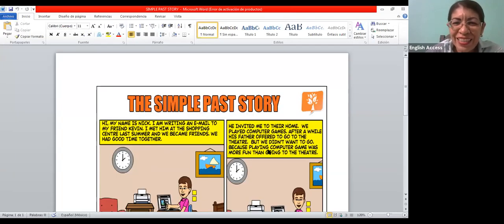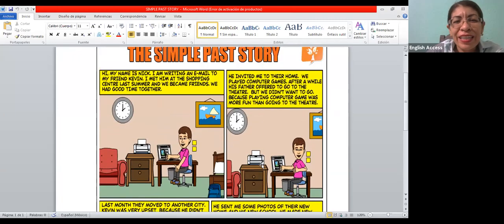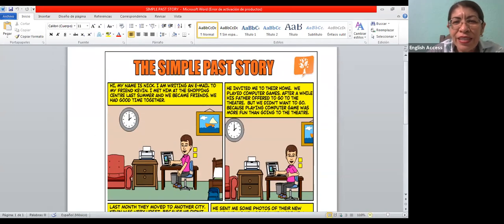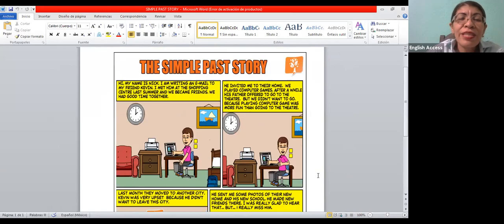Okay, I'm going to do another activity. Okay, so we are here. Okay, so pay attention. Here we have, okay, this is a story. It says simple past story. Okay. We're going to do this reading. It says the simple past story. Okay, you are 1, 2, 3, 4. Okay, excellent. So Jesus, can you read the first part, please? The first paragraph.